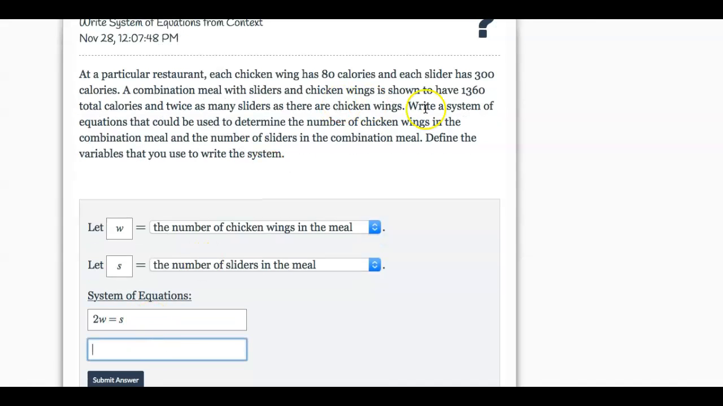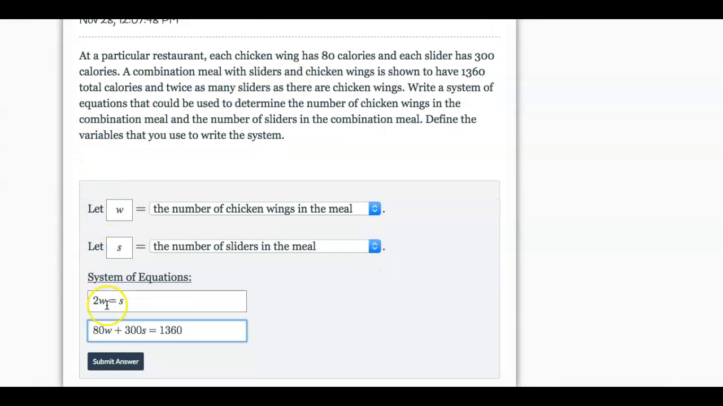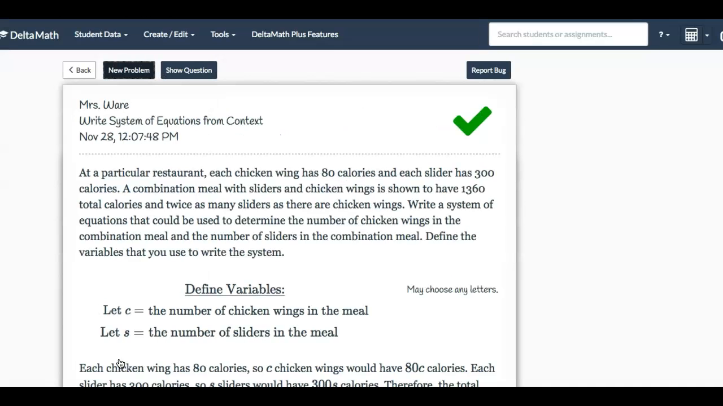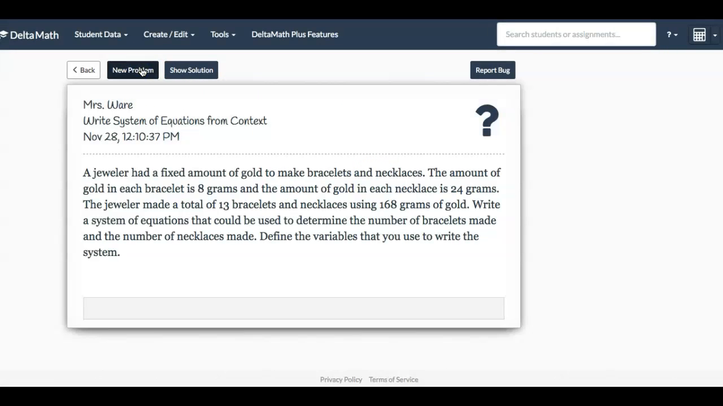Then we have a total of 1360 calories. So 80 calories times my wings, so 80 times W, plus, and then the sliders is 300. So 300 times the sliders is equal to, whoops, equal, not plus, equal to 1360. So I'm going to submit my answer. And I'm going to click yes, and I get a green check. And I'm happy because I got a green check. So let's do another one.